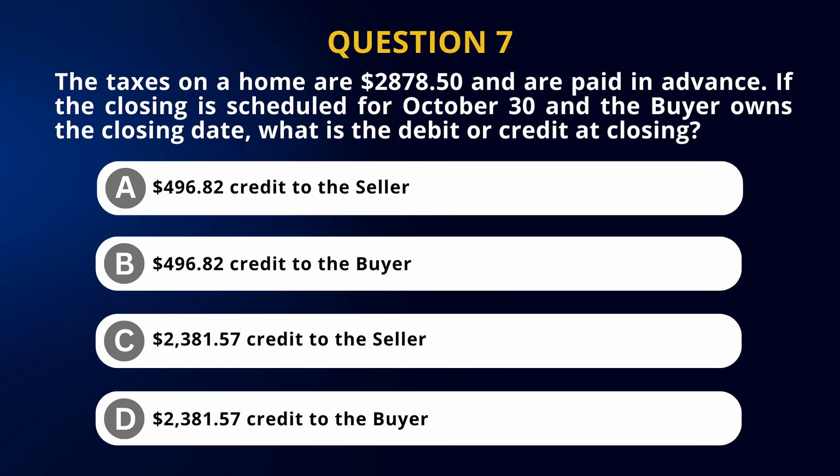The taxes on a home are $2,878.50 and are paid in advance. If the closing is scheduled for October 30th and the buyer owns the date of closing, what is the debit or credit at closing?